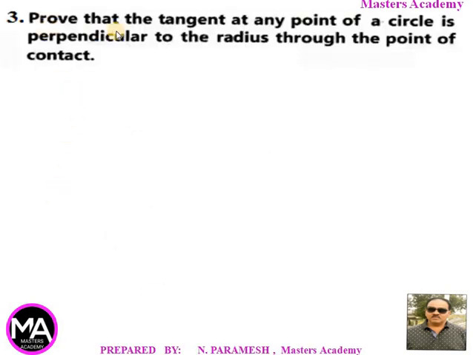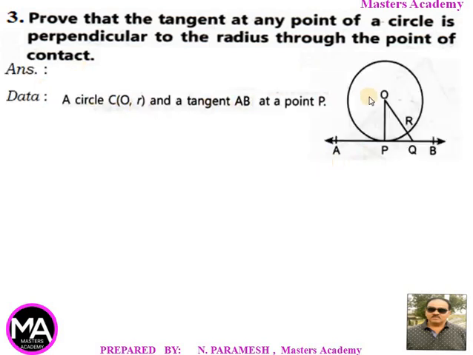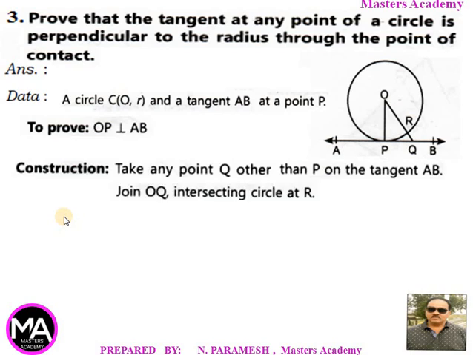Third question, prove that the tangent at any point to a circle is perpendicular to the radius through the point of contact. Answer, data. A circle O has center and radius is R and a tangent AB is a tangent at the point of contact P. To prove, OP is perpendicular to AB.